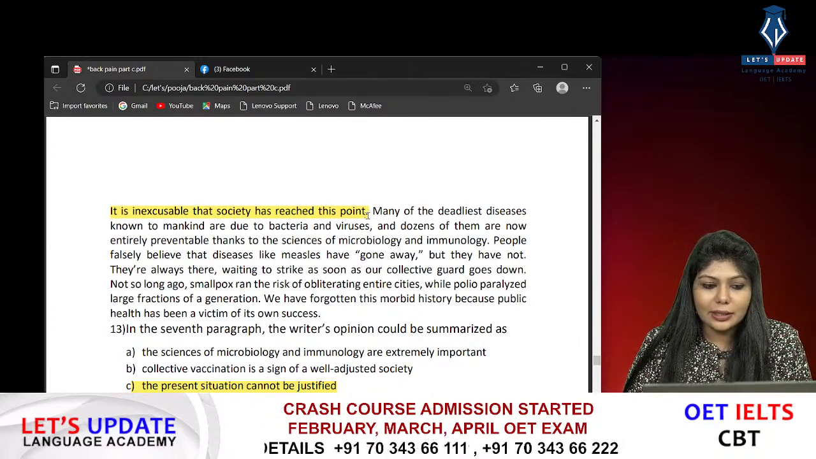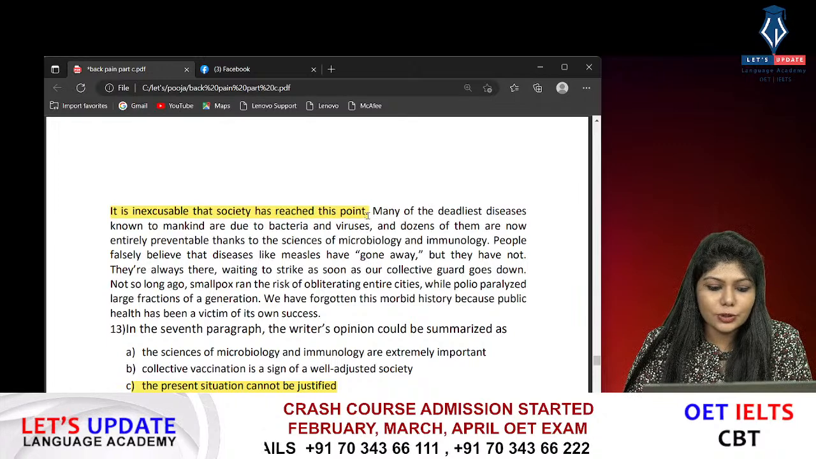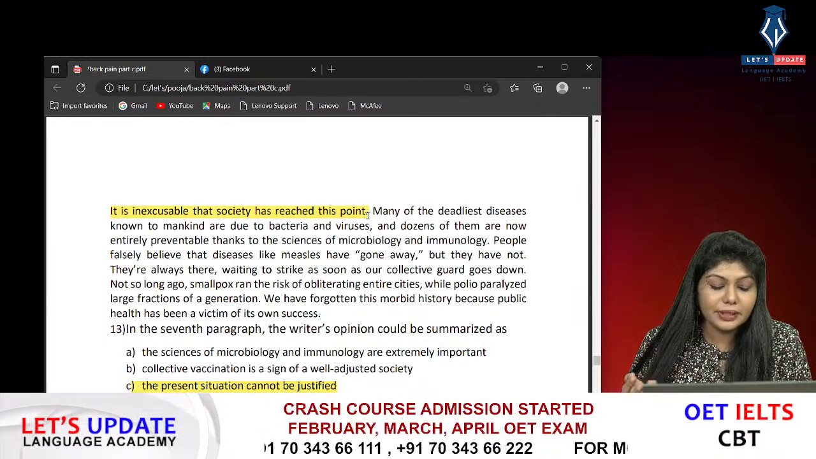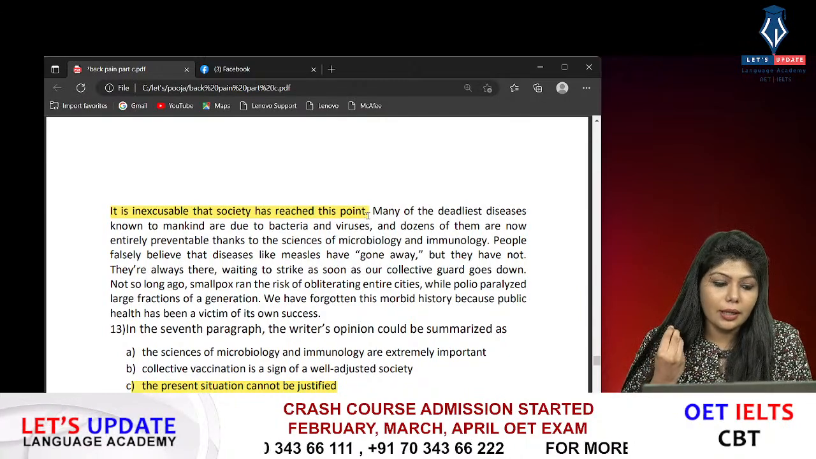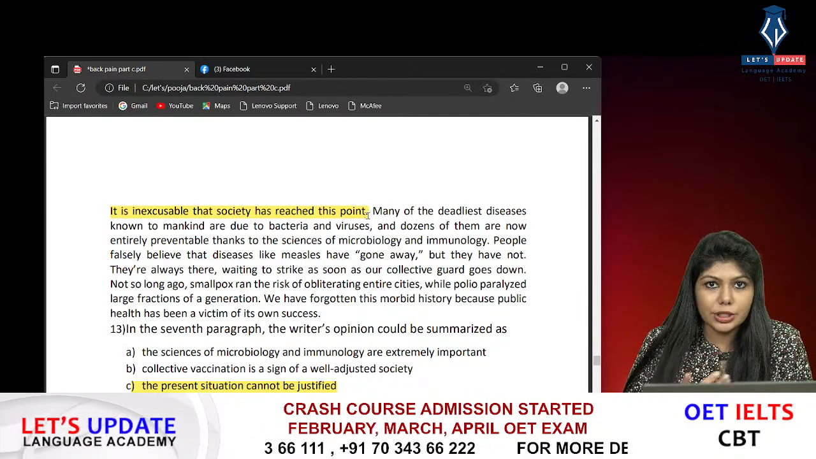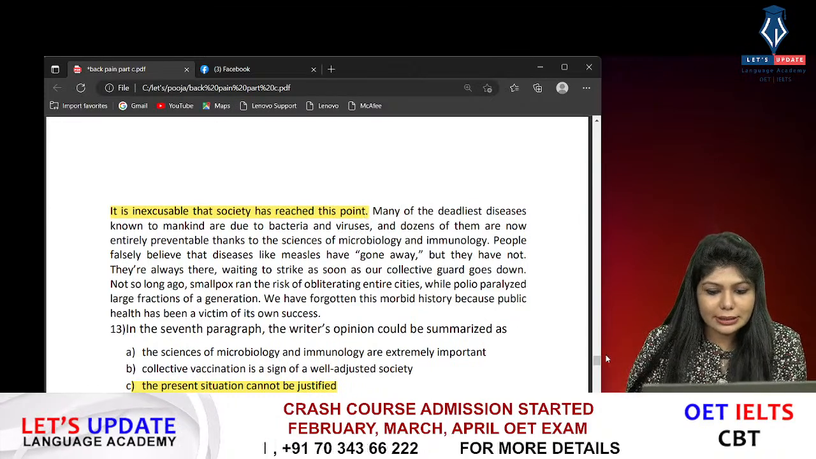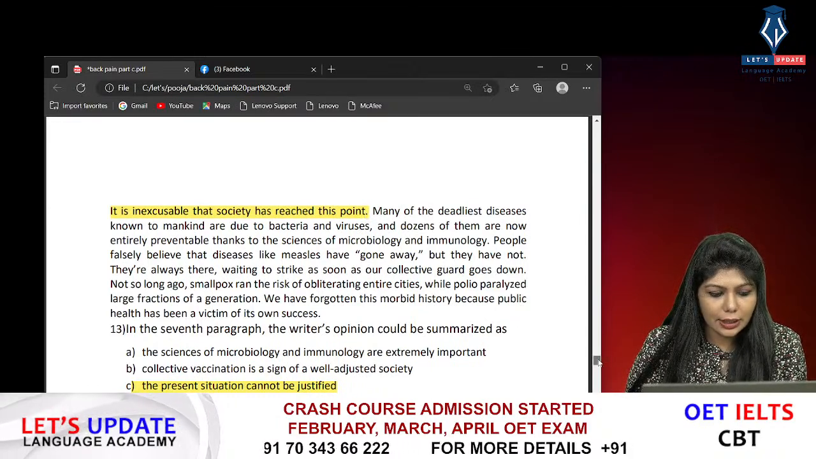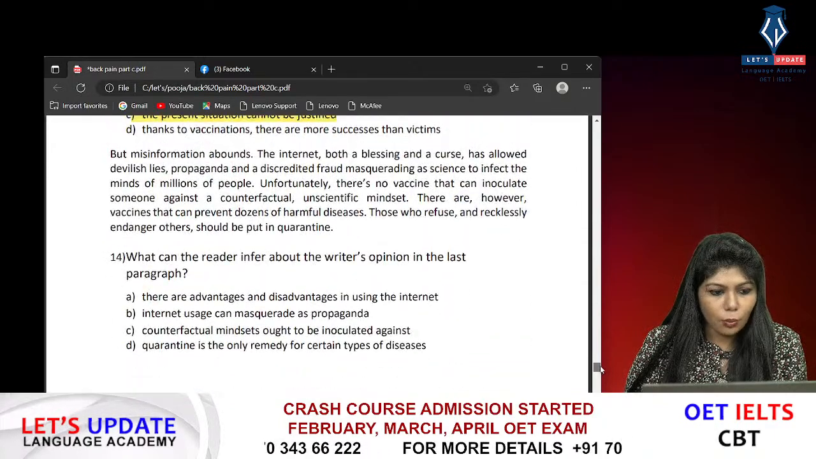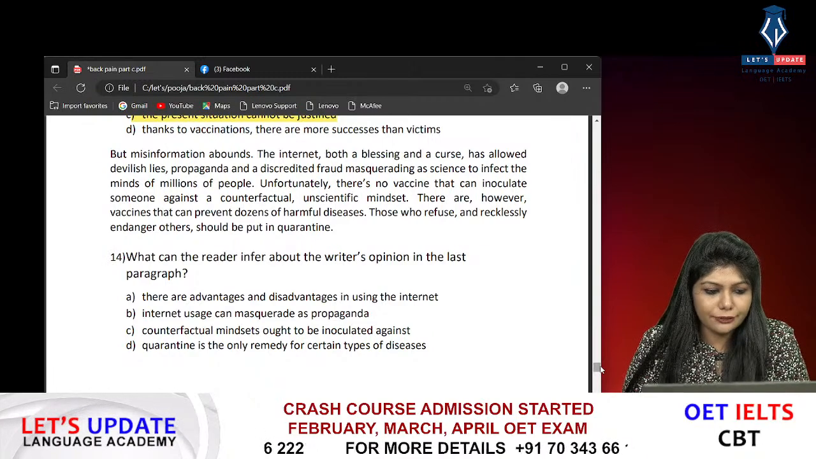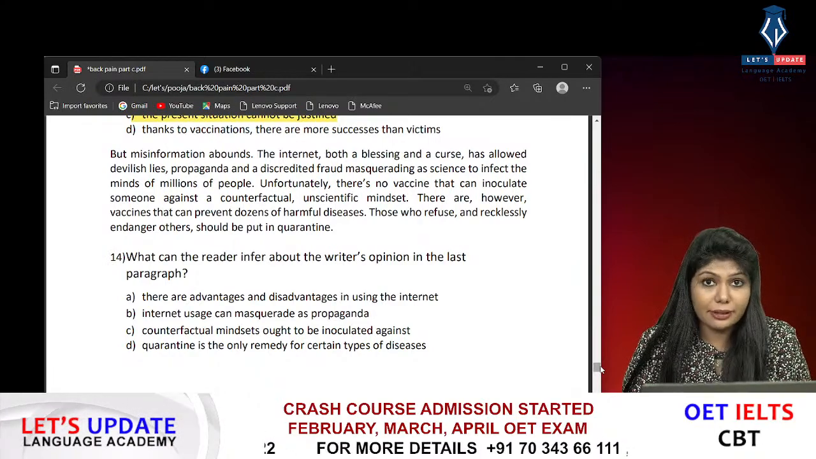Okay, so instead of inexcusable, they have used the synonym justified. Instead of reach this point, they have used the synonym the present situation. Both mean the same. Okay, and that is where the answer is C. So now moving to the next and the last question. What can the reader infer about the writer's opinion in the last paragraph? And this is the paragraph. I'll give you a minute to read.